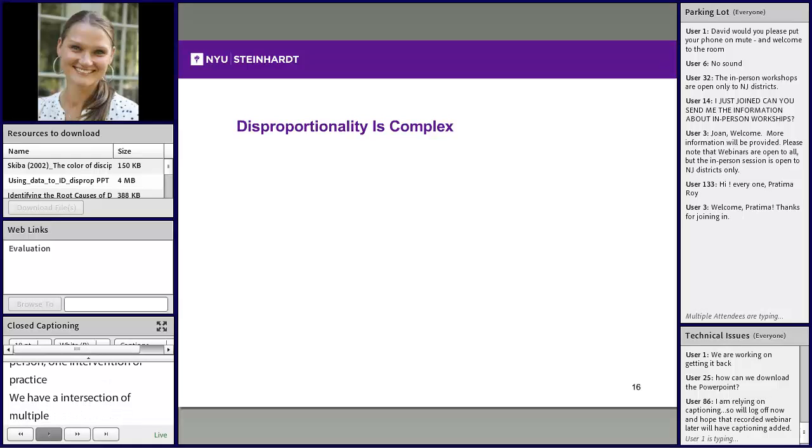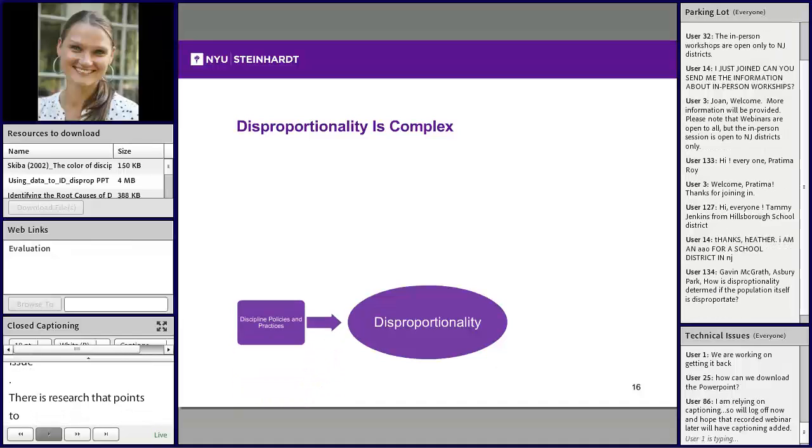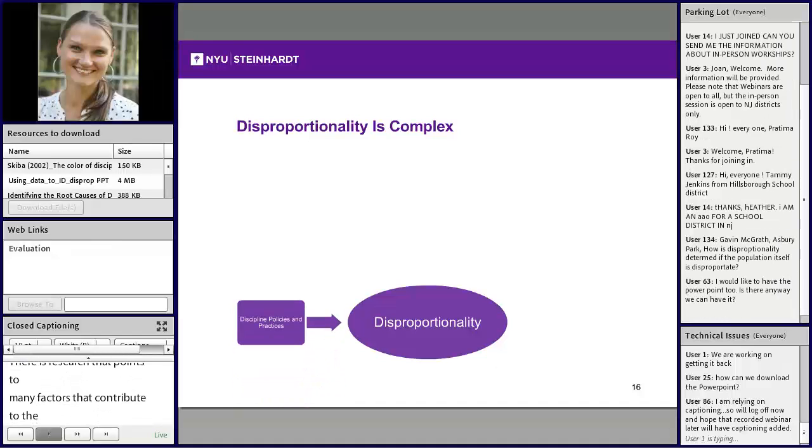So just to add a little more depth into how complex the issue of disproportionality is, there's research that points to many factors that contribute to the issue. For example, and especially in the context of this webinar, discipline policies and practices can be punitive or exclusionary. The most extreme example is something like zero tolerance, but oftentimes if you have a zero tolerance policy, you can see more students being suspended or referred for disciplinary action, and disproportionate outcomes by race can manifest from there.